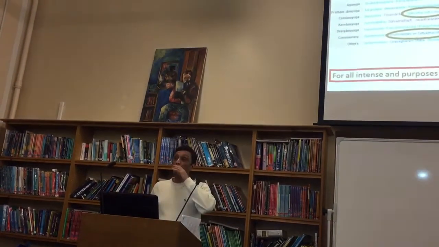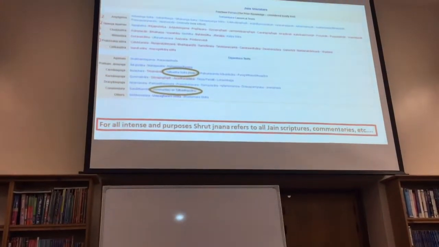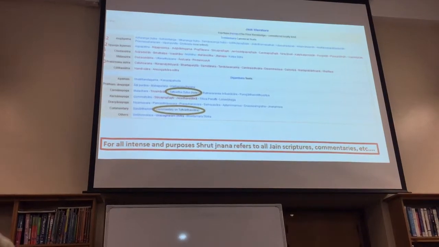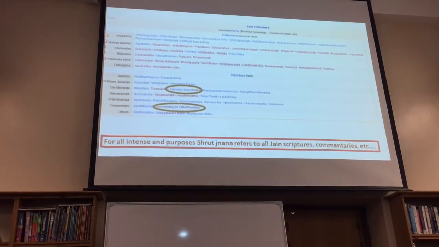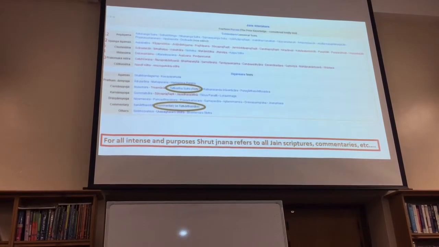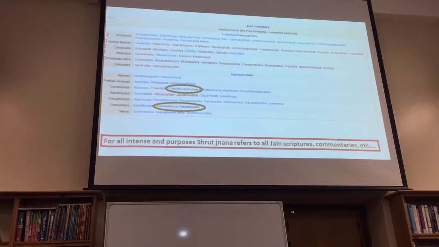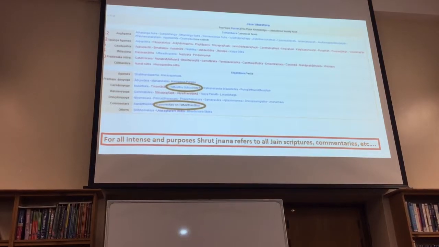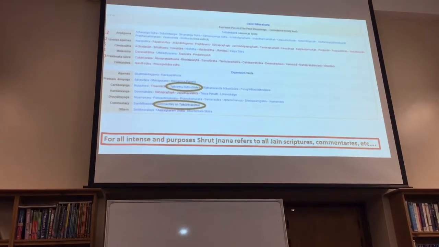Okay, so now let's look at, in a generic sense, Shrutjnana means scriptural knowledge. So that is the bigger picture. That's the common definition, if you ask anyone, what is Shrutjnana? The general definition is that Shrutjnana is knowledge of the scriptures. And so from the Jain perspective, what are the scriptures? What is Shrutjnana for Jains?